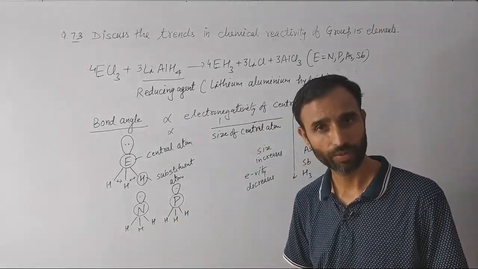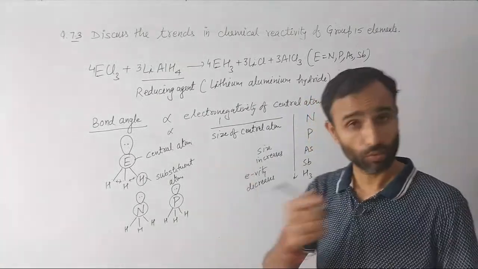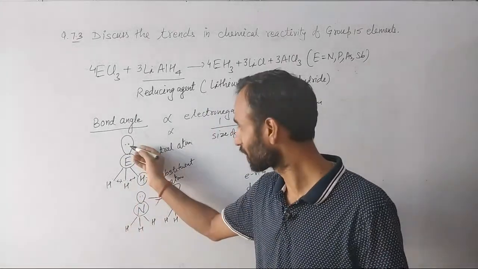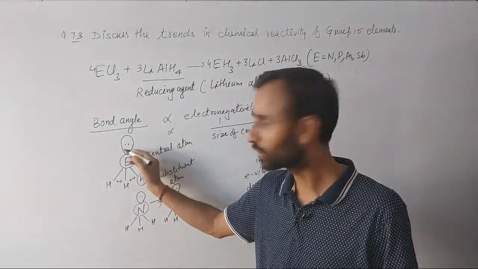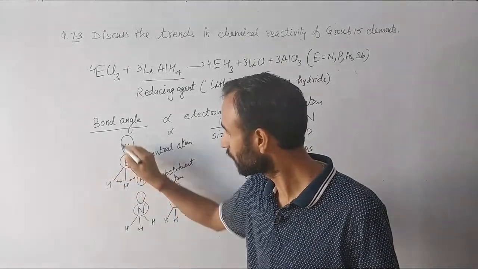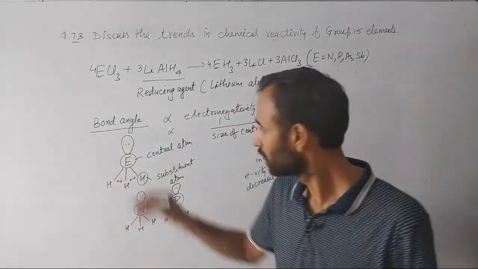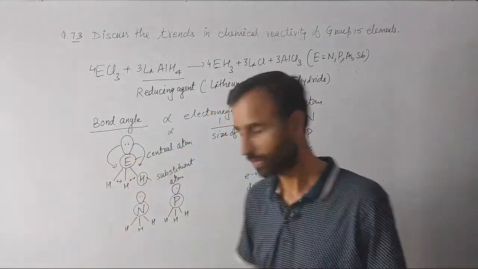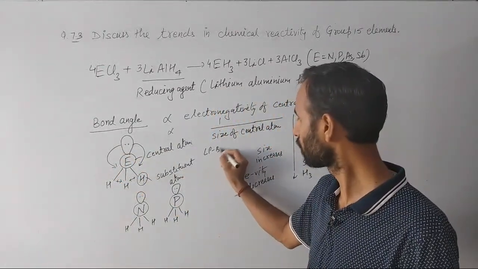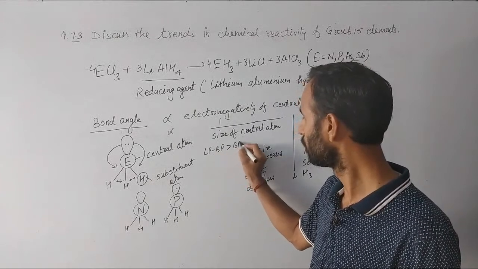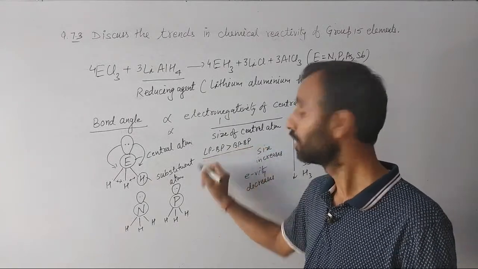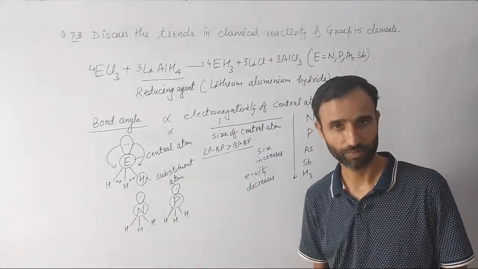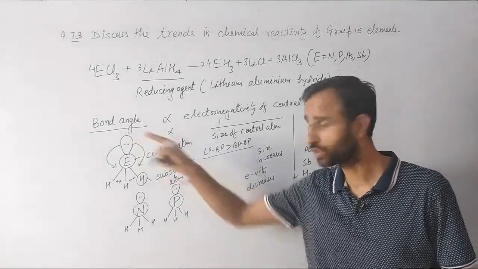And one more thing, I have not taken into consideration this lone pair, because every atom has a lone pair. The lone pair will repel these bond pairs, and lone pair-bond pair repulsion is greater than bond pair-bond pair repulsion. That's why the bond angle is less than 109 degree 28 minute. That is clear because of this lone pair.